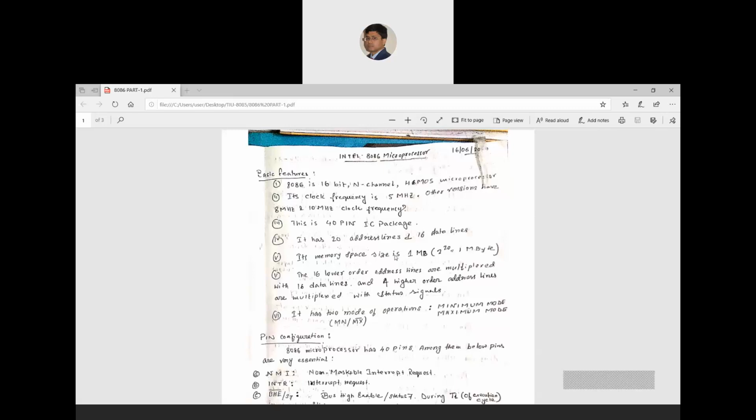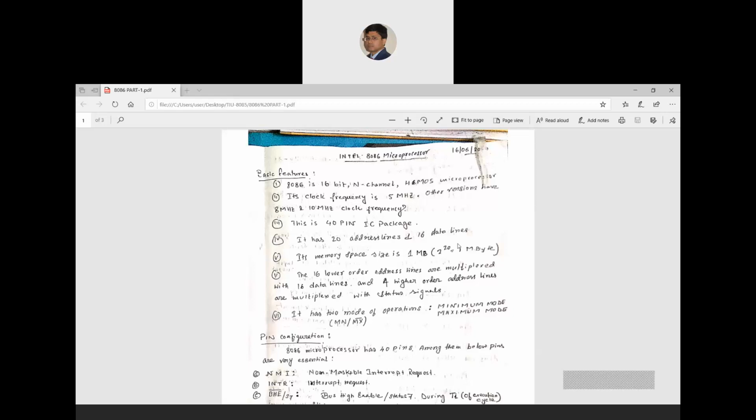How does it come to 1 megabyte? It comes from 20 address lines, so 2 to the power 20, that means 1 megabyte. Now in 8085 it is 2 to the power 16, and 2 to the power 16 means 64 kilobytes. You can calculate it on your own.